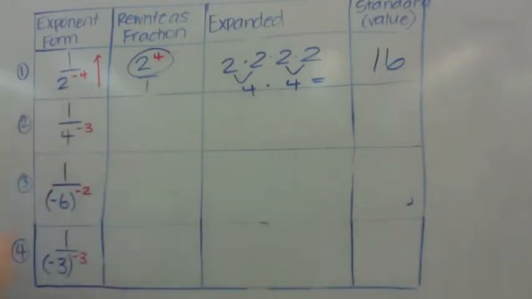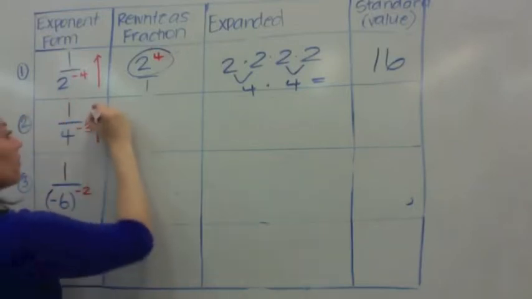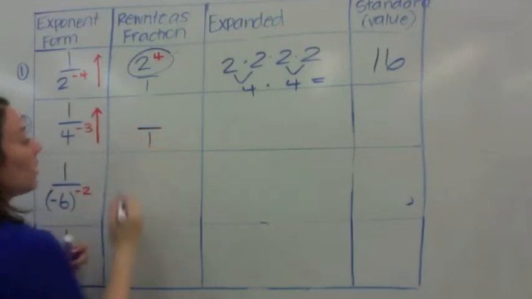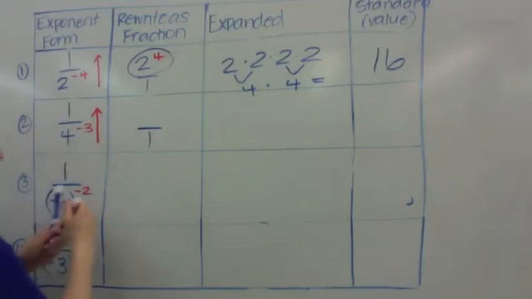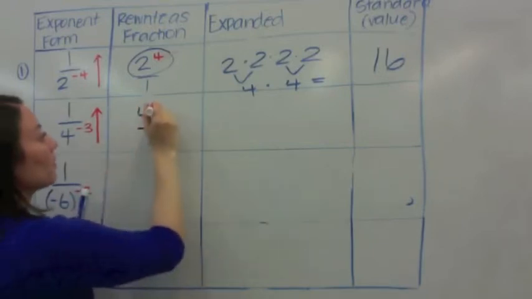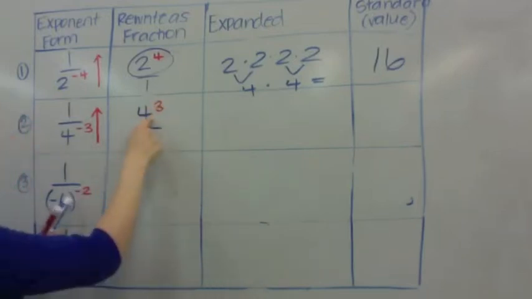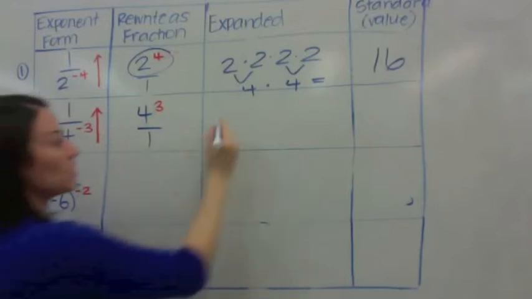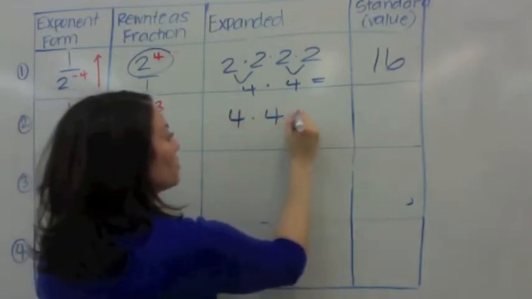Here's another one. Do we have a negative exponent down at the bottom of the fraction? Yeah. Negative and down, move it up. So we're going to go ahead and move this up. And this, again, is over 1. And it becomes 4 to the power of positive 3. Okay? So that means 4 3 times. So you're going to say 4 times 4 times 4.